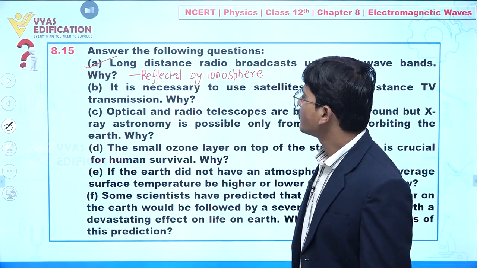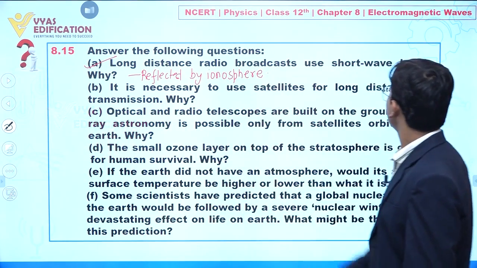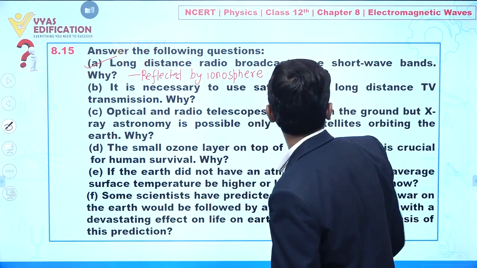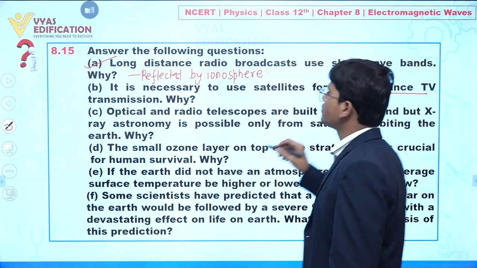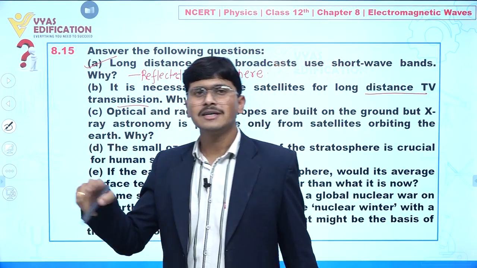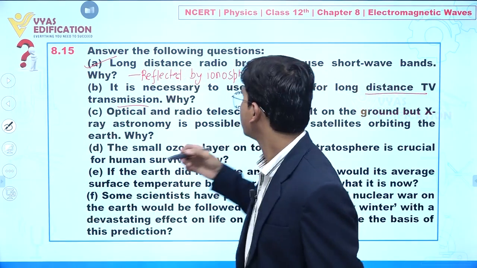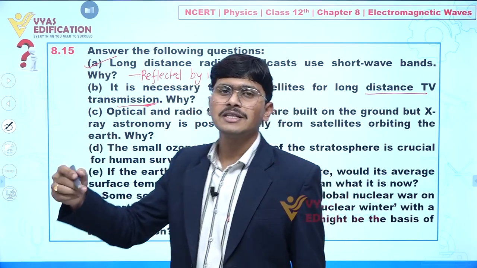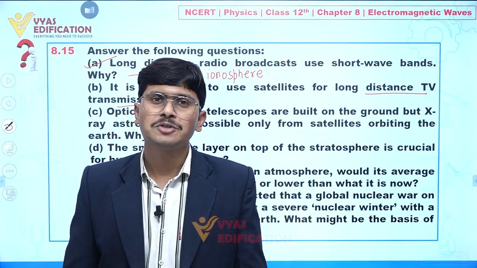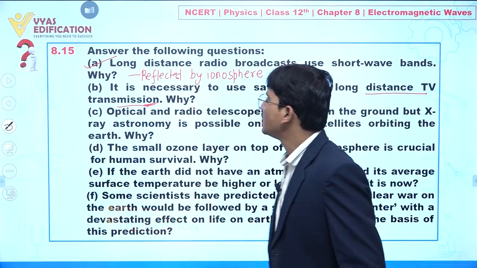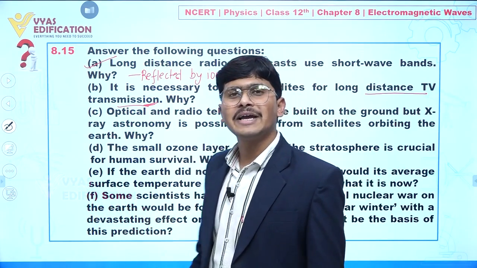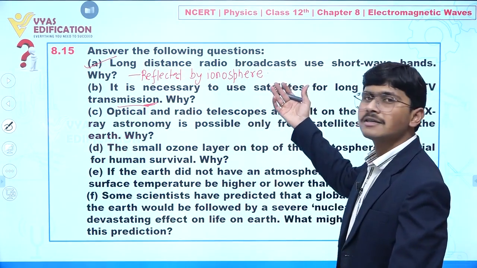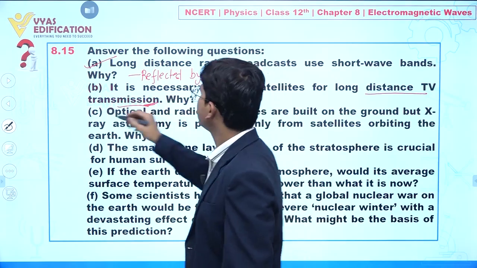clear to you. Second part: it is necessary to use satellite for a long distance TV transmission, why? Yes, because if we are talking about long distance TV transmission, when we give this electromagnetic wave in our atmosphere, this electromagnetic wave is not reflected by the ionosphere, clear. That's why we need an artificial satellite to reflect those signals, clear. So this is clear to you, clear.